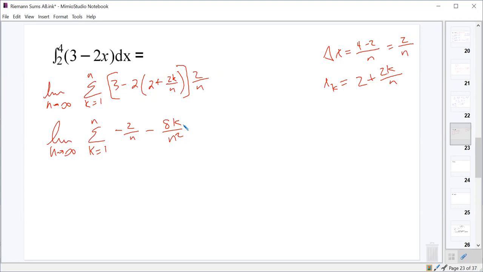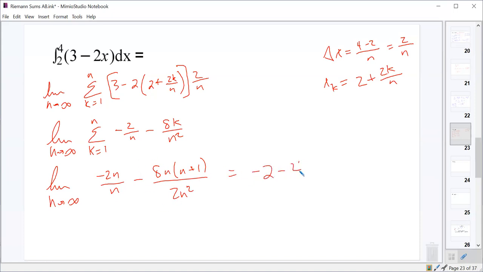Yes. All right, good. And then now we do the summation. A limit as n approaches infinity. The negative 2 over n just becomes negative 2n over n. And this becomes negative 8 times n times (n plus 1) over 2n squared. The first one is negative 2, and the second one is minus 4, so we get negative 6. Everybody good there, or no? All right, I assume we're good.